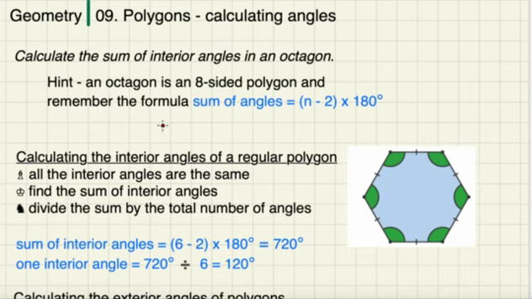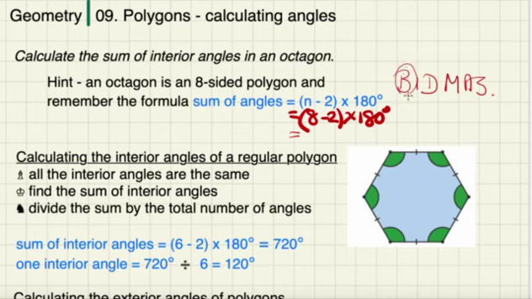So an octagon, 8 sides. So the sum of the angles equals 8 minus 2 times 180 degrees. And this equals, do you remember from BIDMAS? Always remember BIDMAS.